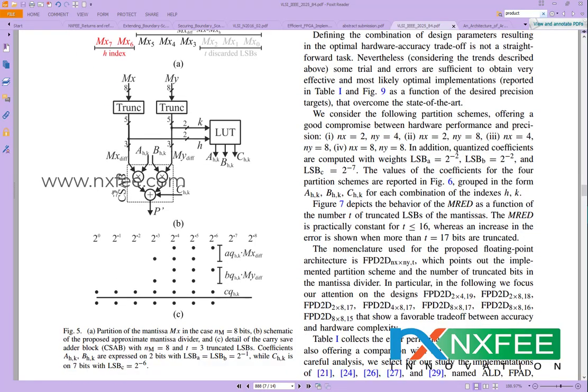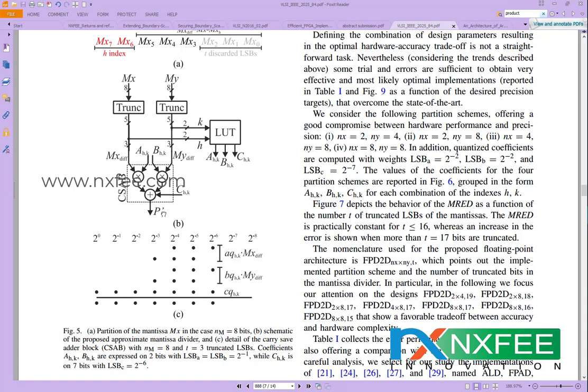Here figure 5 shows the LUT. For this LUT values A, B, C, we give them to the CSAB architecture, and we need to multiply them. This one is a 4x4 multiplier. After that, we take it as the product output.